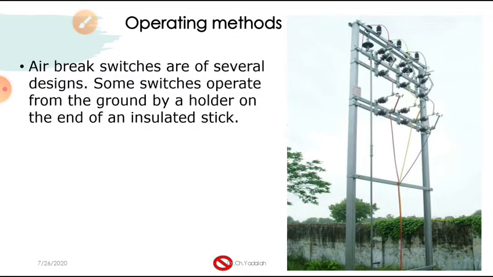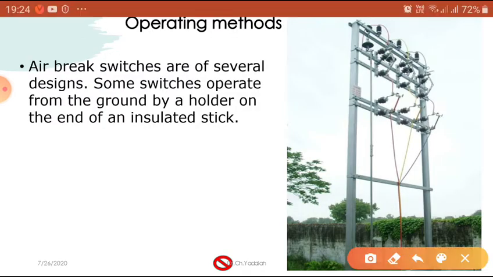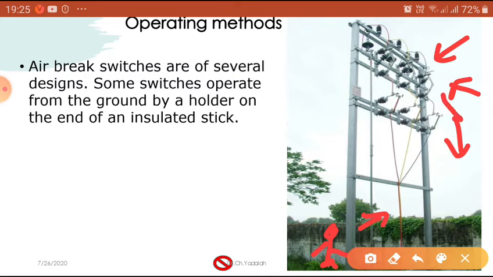As you already observed here, we can operate from the ground only. By using this gang operating rod, we can operate these isolators. This is the incoming, this is the outgoing line. It is connected to the HG fuses, and from here we go to the transformer.